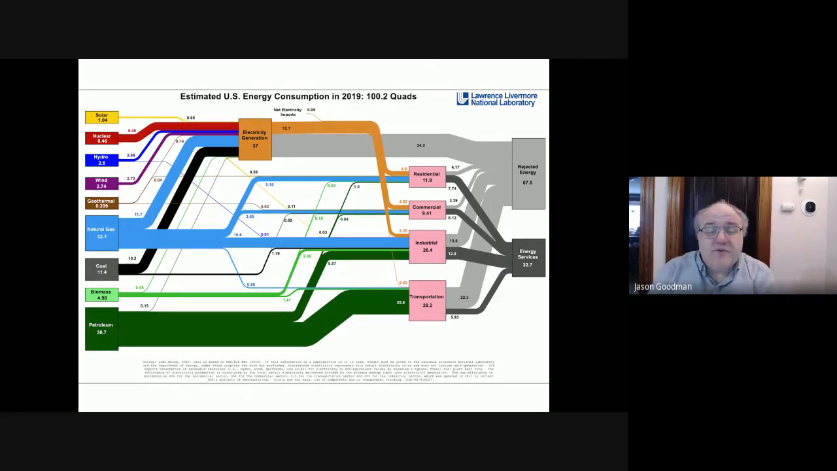So here's what we have for the United States as of 2019. It's a complicated diagram, but I'll walk you through it. On the left are various energy sources. You can see, hopefully, solar, nuclear, hydro, wind, geothermal, natural gas, coal, biomass, petroleum. All right. Those are used for a variety of processes on the right-hand side: residential in people's houses, commercial, businesses, industry, and transportation.